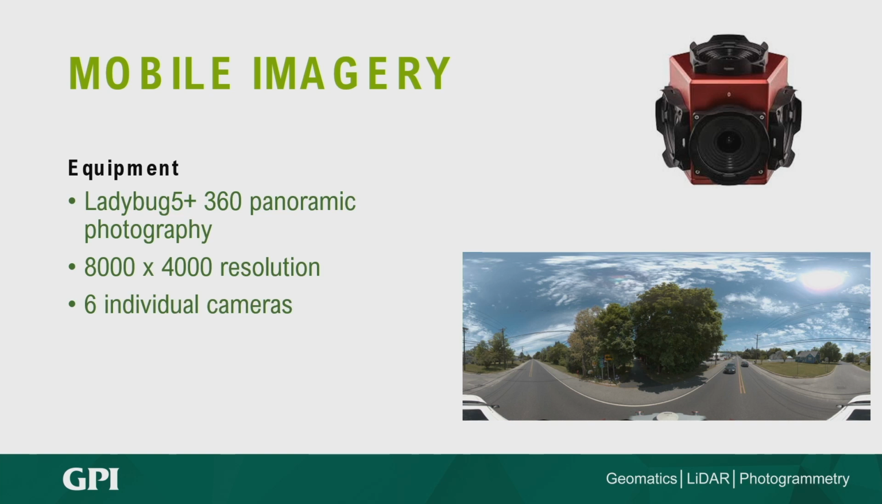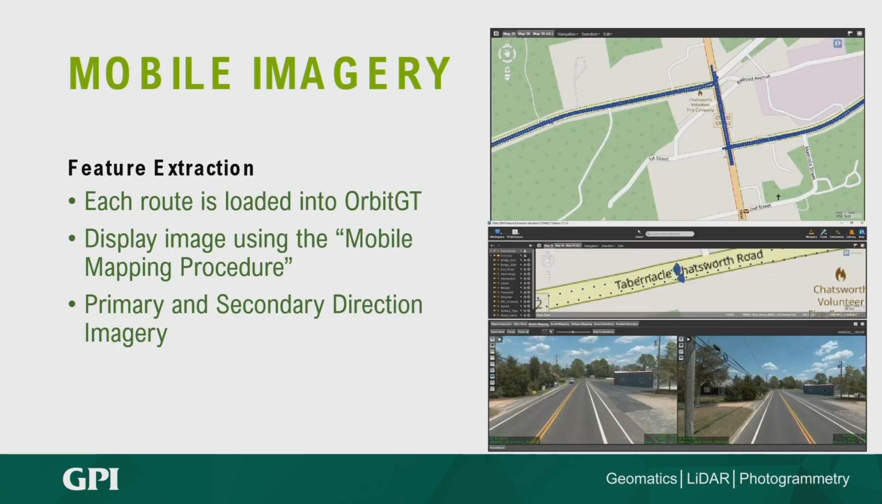And then here's an example of the 360 imagery I mentioned earlier with the Ladybug camera. So that's using 6 individual cameras for a total of 30 megapixels. And then, it's very similar to Google Street View. So here's an example of what that might look like.